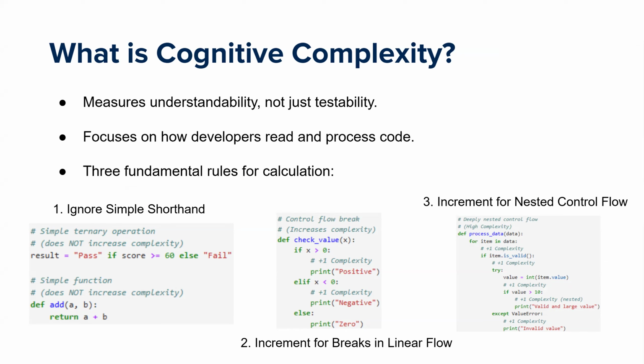Each time the code breaks the linear flow, such as through conditionals, loops, or exceptions, cognitive complexity increases. Rule number 3, increment for nested control flow. Cognitive load rises with each level of nesting, as deeper nesting requires developers to mentally juggle more context at once.